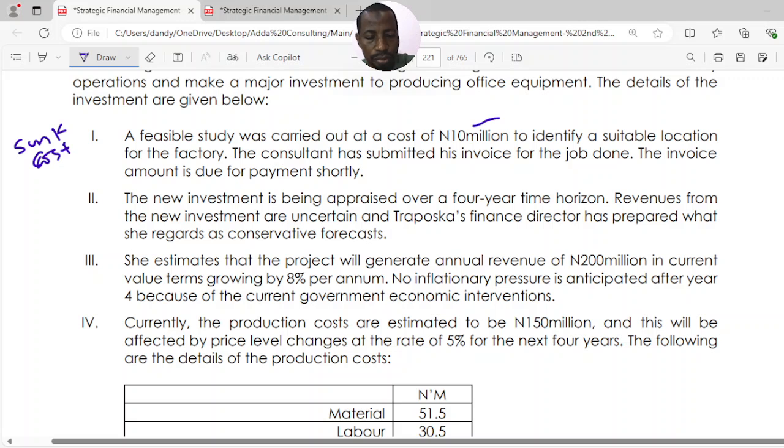Number 2, the new investment is being appraised over a 4-year time horizon. That means the useful life of the project is 4 years. Revenues from the new investment are uncertain, and Traposka's finance director has prepared what she regards as a conservative forecast. So here is the useful life to be 4 years. Move on.